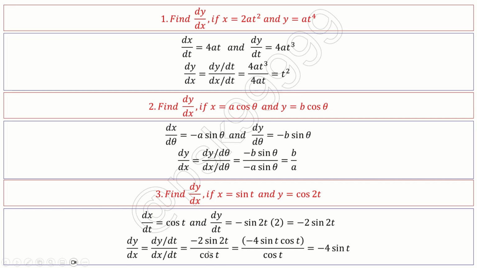So if I do dy by dx, I am getting minus 2 sin 2t by cos t, which I can write as minus 4 sin t cos t by cos t, which is nothing but minus 4 sin t. A simpler form. It depends on the question. If it is multiple choice, you have to see which option is correct. So please keep simplifying your final answers.